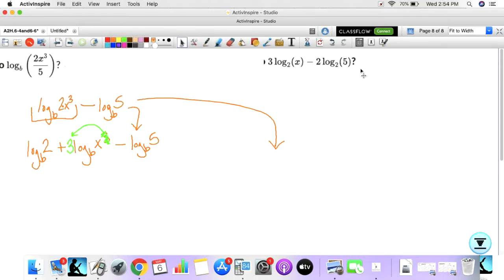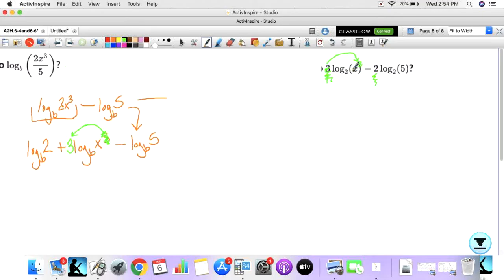We'll move it over. All right, so let's take a look. First things first is I notice that it's subtraction. Okay, so I get that it's going to be a fraction at the end. Okay, and it's going to be log base 2. But I also notice that both of them have coefficients. So I should probably take care of that first. I'm going to take this 3 and I'm going to make it a power here. So I'm going to have log base 2 of x to the 3rd.